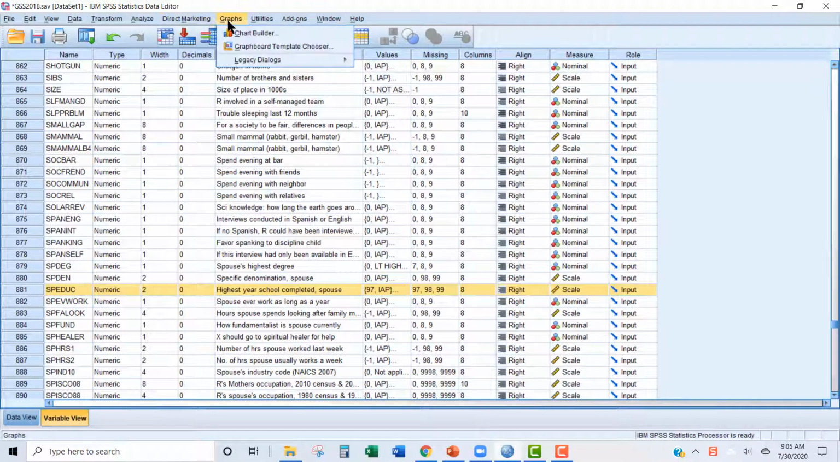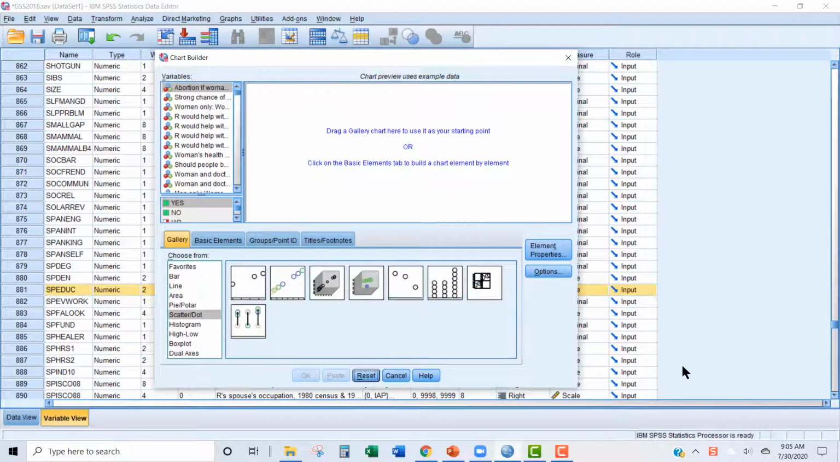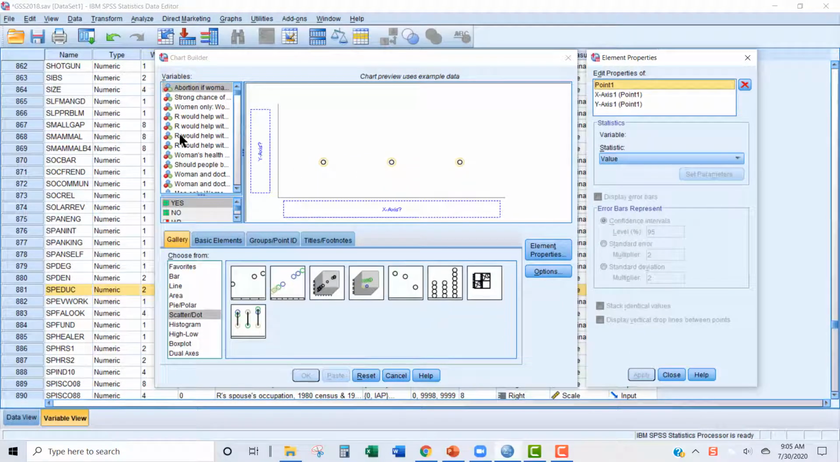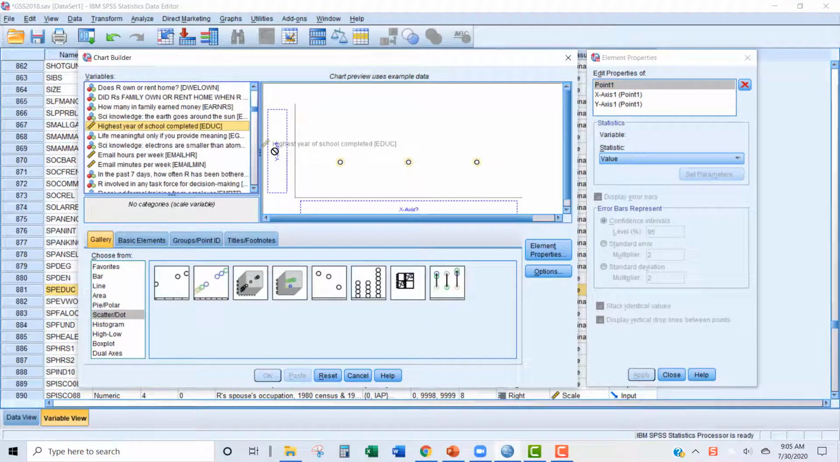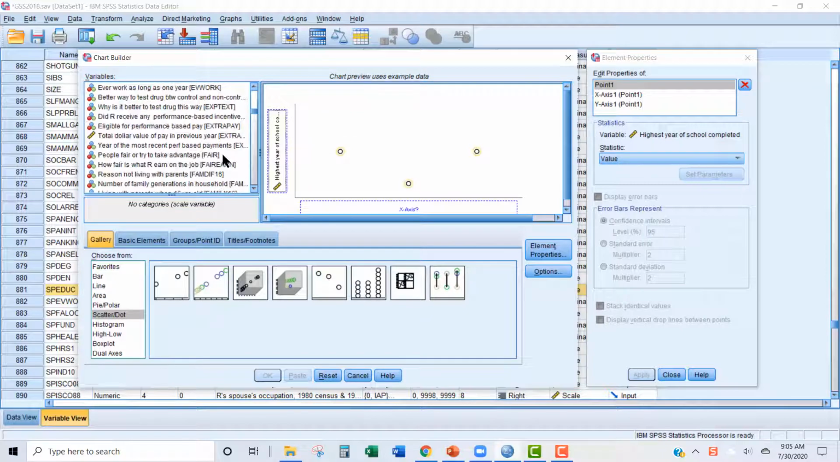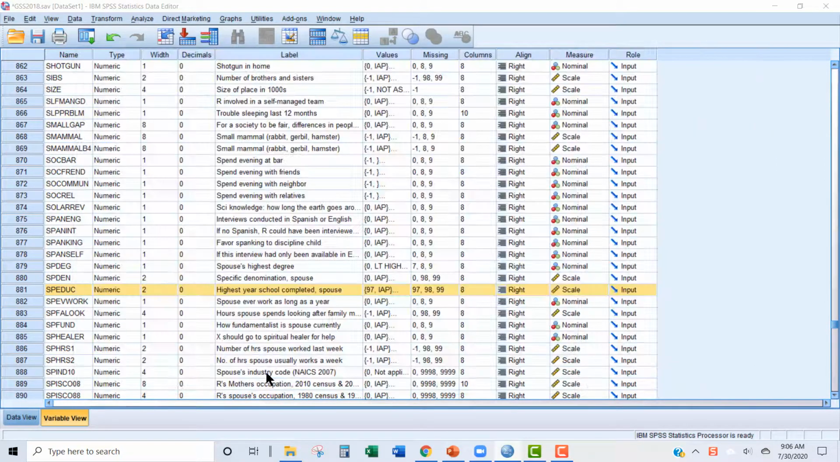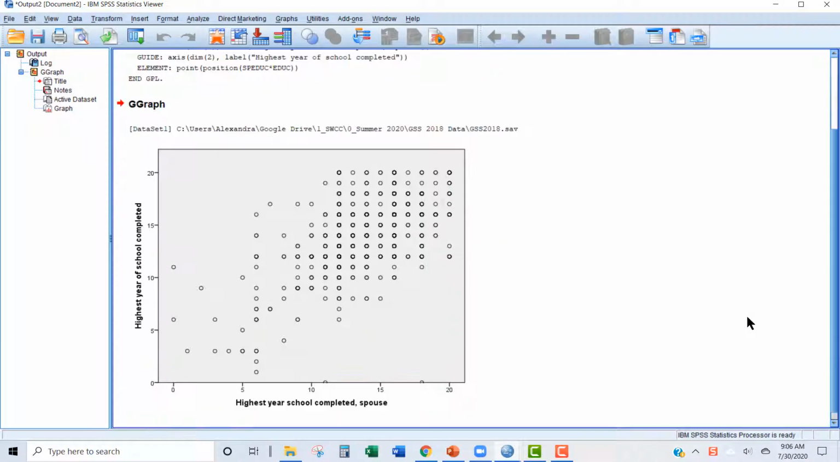Click on graph, chart builder. Okay, we're looking for a scatter plot. Drag this up here. And we are looking for education. Education. Put that in the y-axis. And then we look for spouse education. Spouse education. Put that in the x-axis. Now we click OK. Now we get a fast visual of, is there a correlation between these two? And we can see just by looking at the pattern, there's definitely a trend going upward, right? Most of the data is right here. So it looks like there's a correlation.